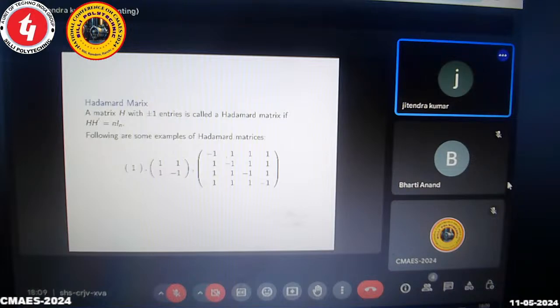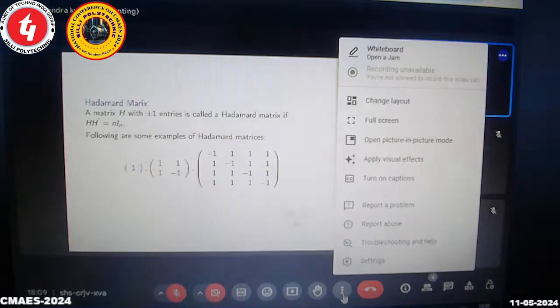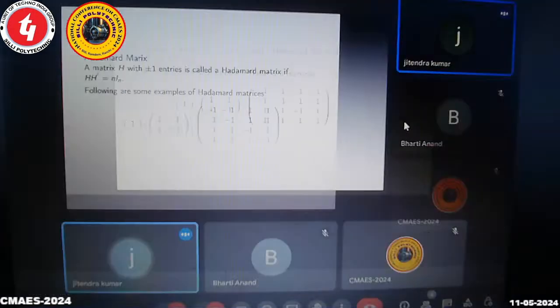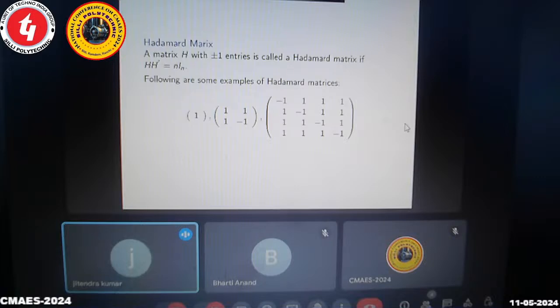First, Harmon matrix. A matrix H with entries plus minus 1 is said to be Harmon if the product of matrix H and its transpose is equal to n times the identity matrix of that order. There are some examples of Harmon matrices of order 1, 2, and 4. And what is a circular matrix?